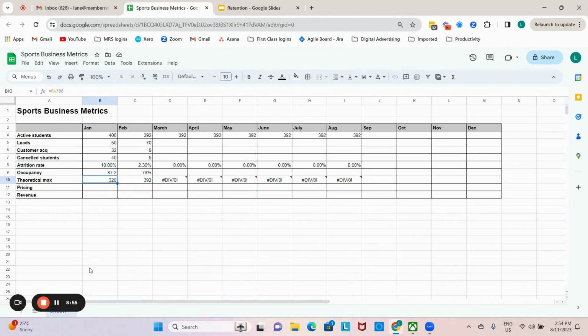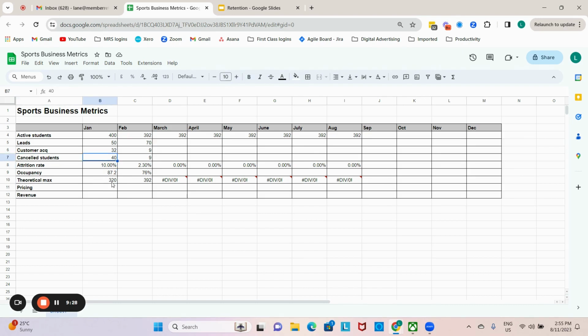So you might say, well, hold on a second. You're already at 400, but you're saying the theoretical max is 320. Well, yes, based on these metrics, what's going to happen is this is going to go down to 320. So that's the best performance I can get if I don't improve either my acquisition or my attrition rate.